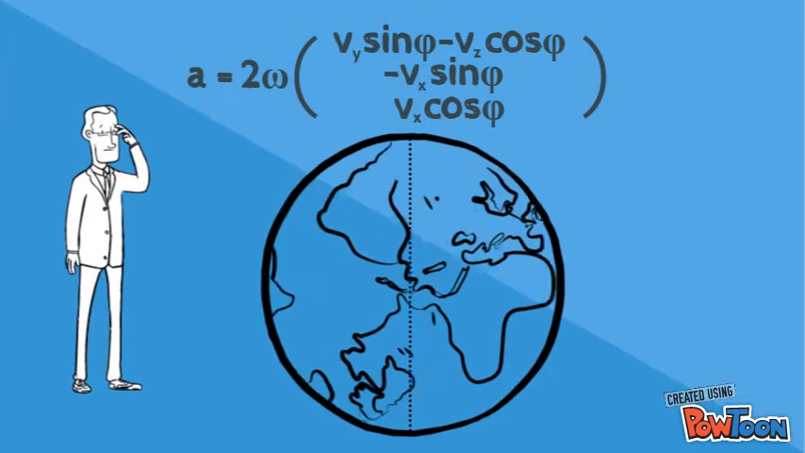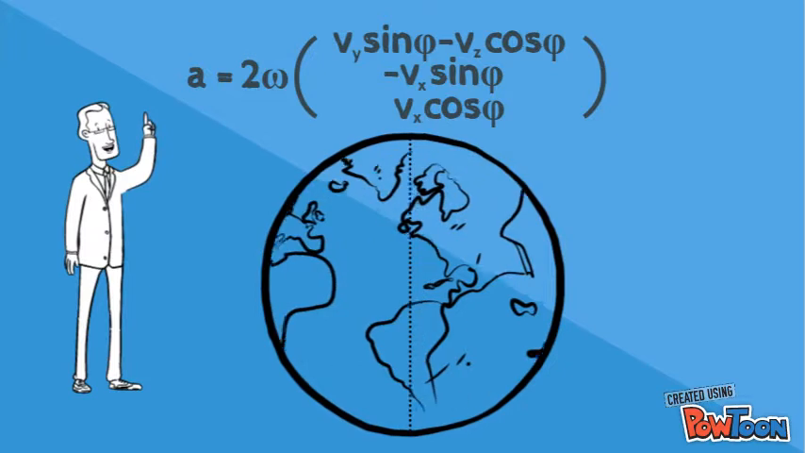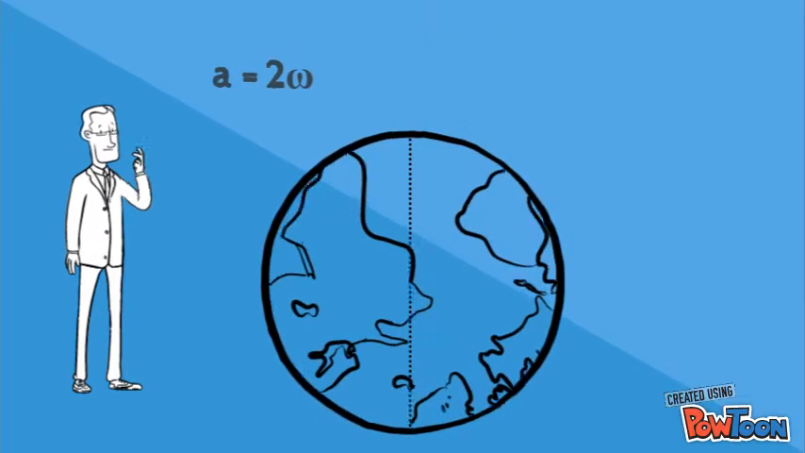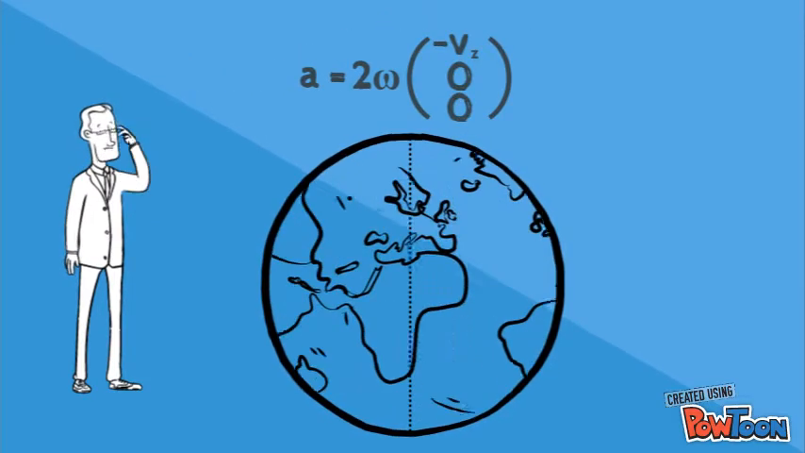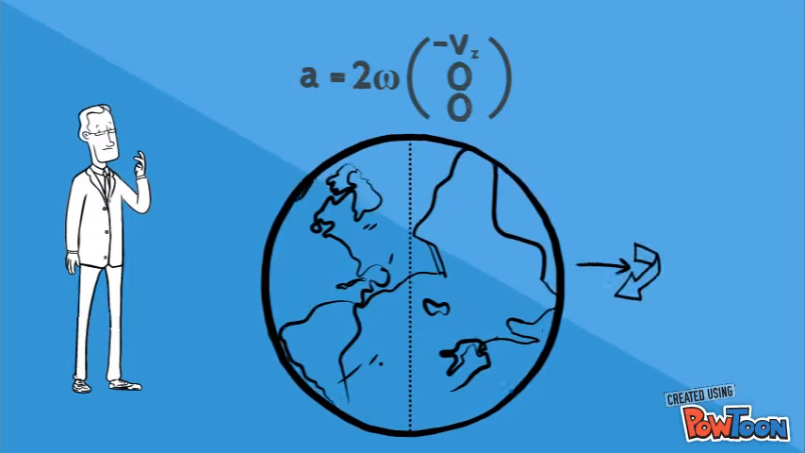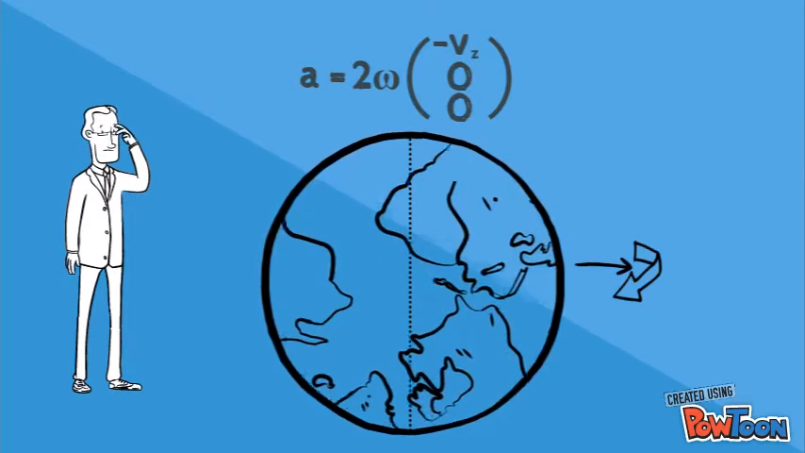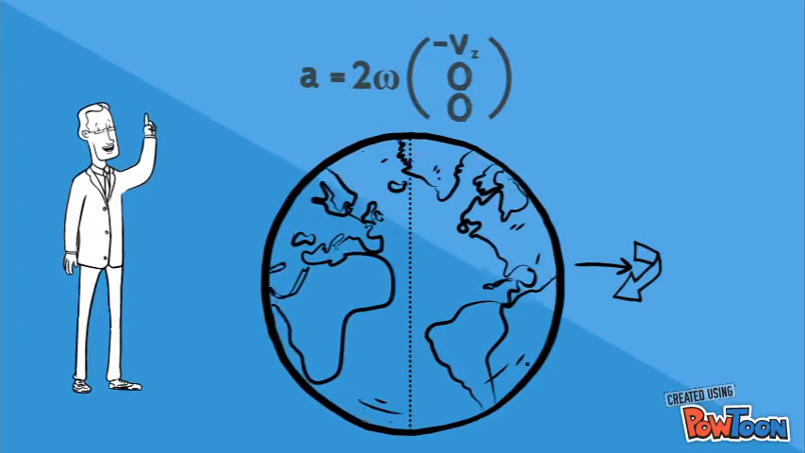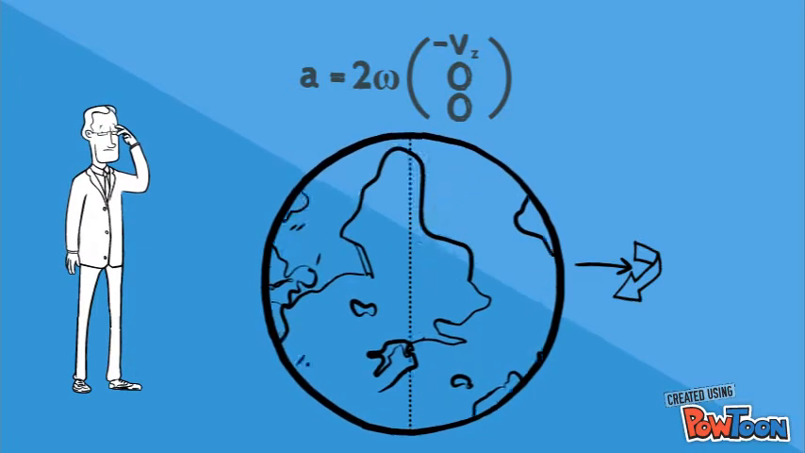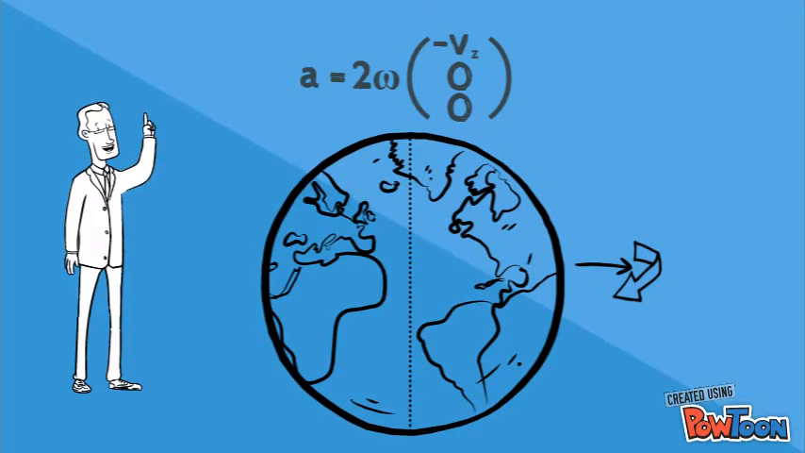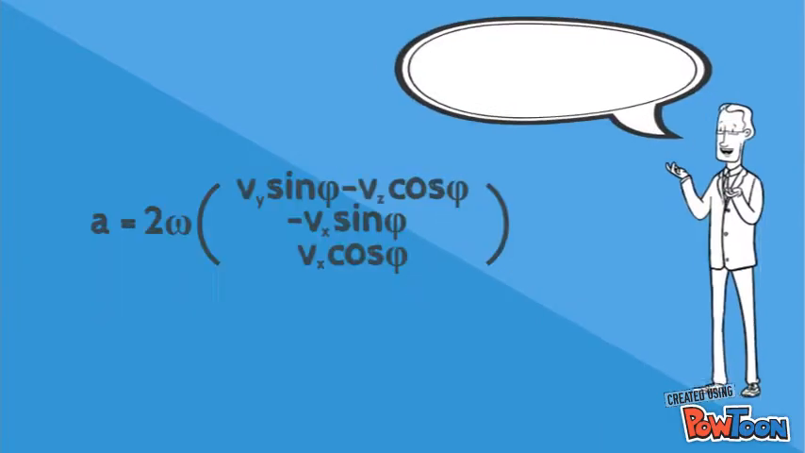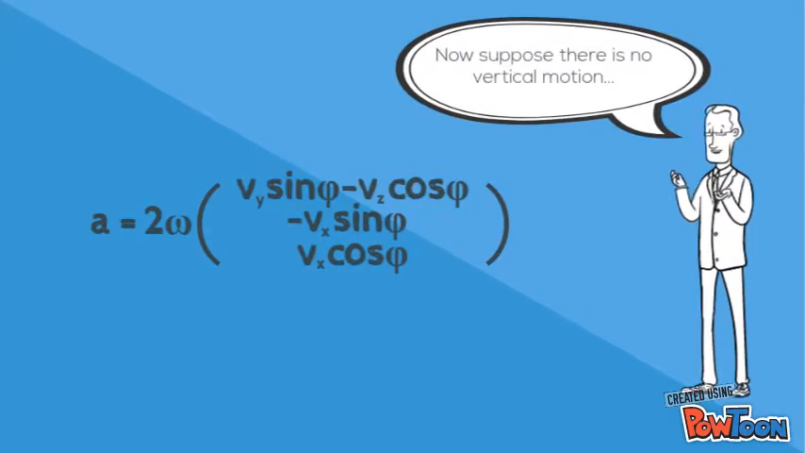Suppose we are examining the effects of vertical motion along the equator. Our equation reduces to the following. From this we can see that as we move away from our axis of rotation, we begin to accelerate against our rotation. The opposite is true if we move towards the axis, exactly what we expect for conservation of angular momentum.